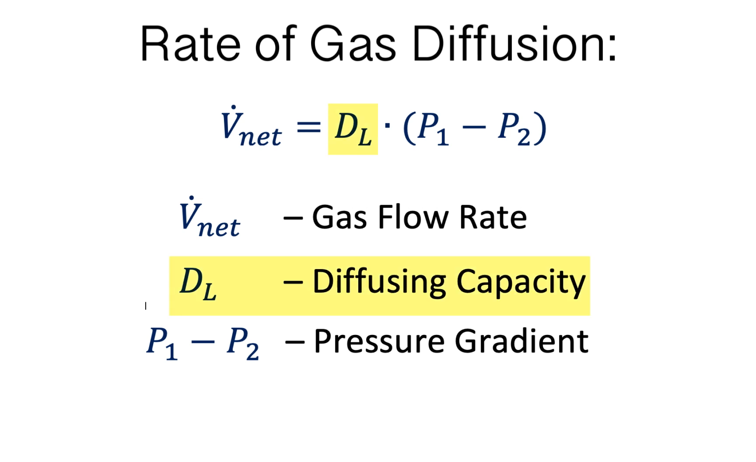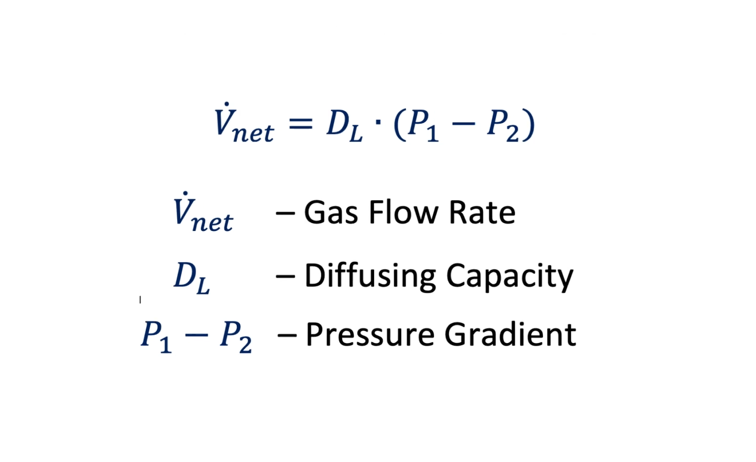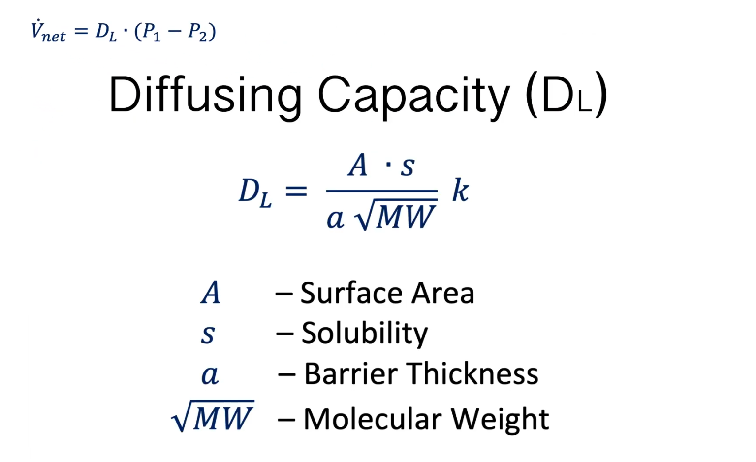The effects of the diffusing capacity, however, are a little bit more complex because there's a number of parameters which determine the diffusing capacity. Some of them are determined by the chemical structure of the gas molecules, and other aspects are determined by the nature of the gas exchange interface.